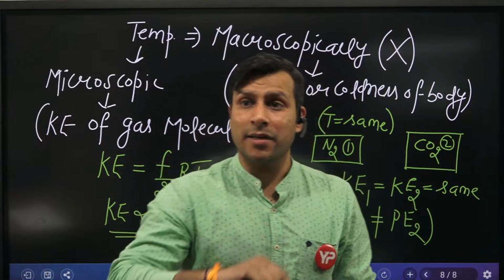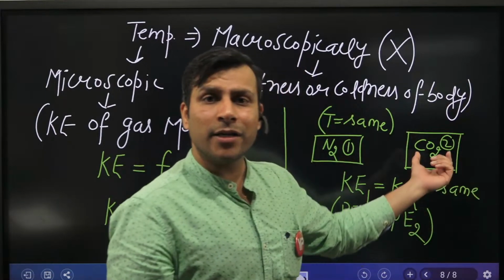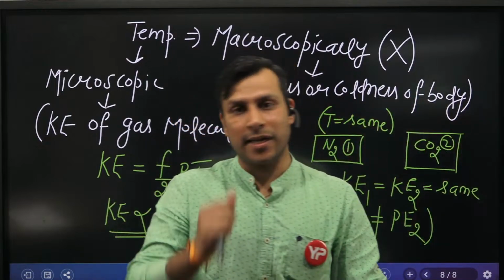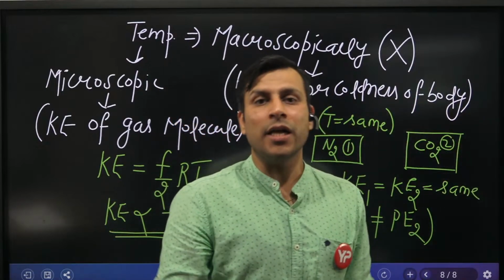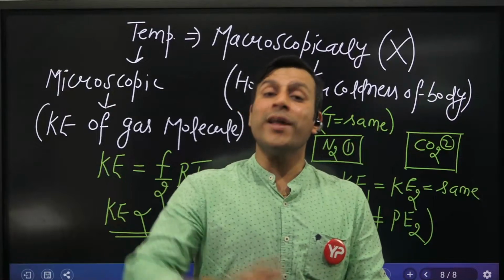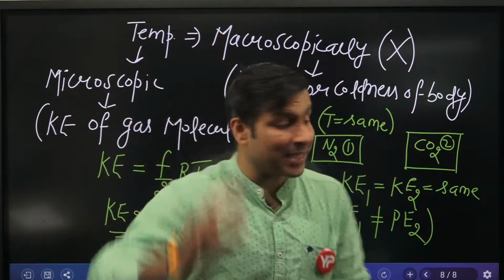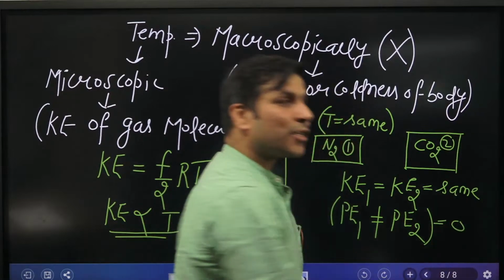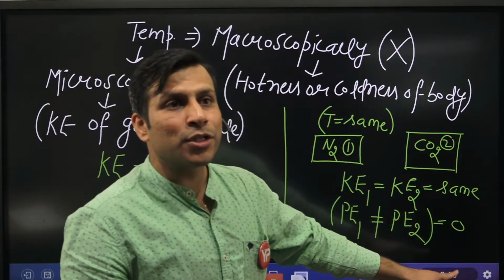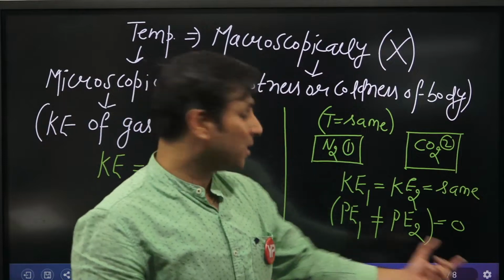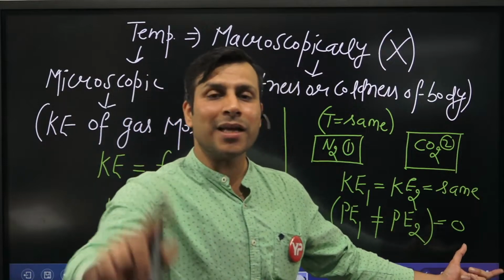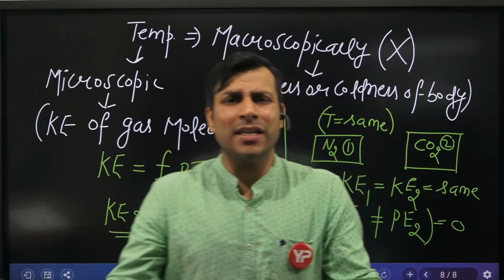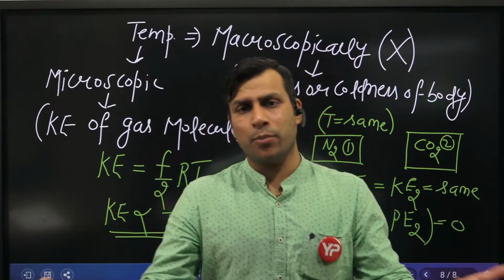Now you can raise your concern: sir, where did potential energy come from? These are ideal gases. They are not ideal gases, guys. We treat these gases as ideal gases, but they are real gases only. They have some potential energy. If you consider these gases as ideal gases, then their potential energy is the same and equal to 0. This is only true for ideal gases, not for real gases. Real gases have potential energy, and if there is a different composition, the potential energy will be different.